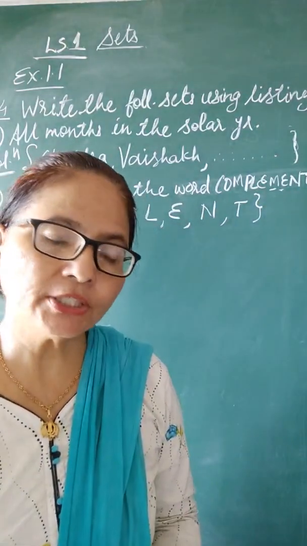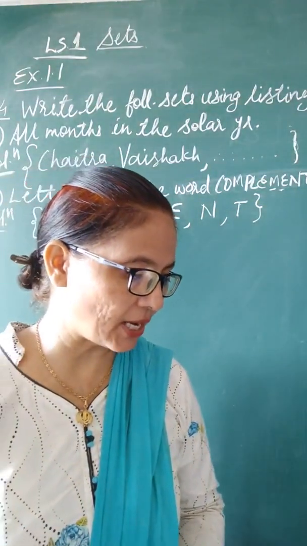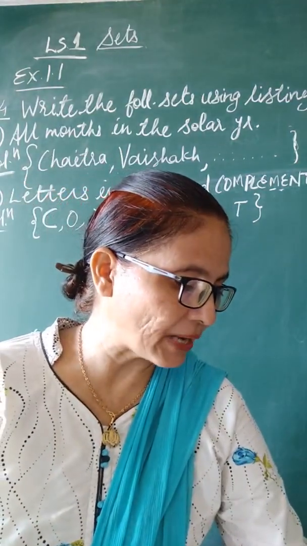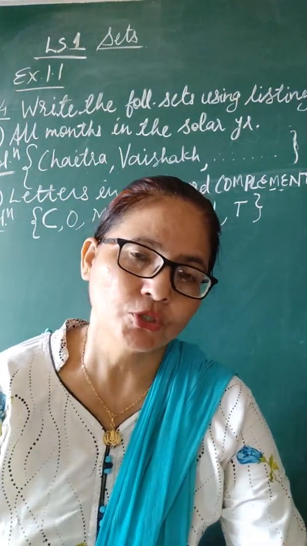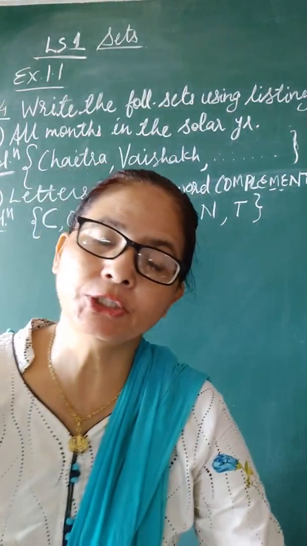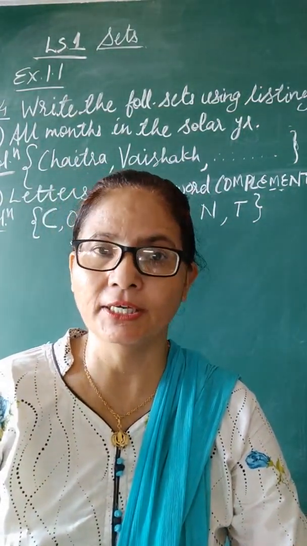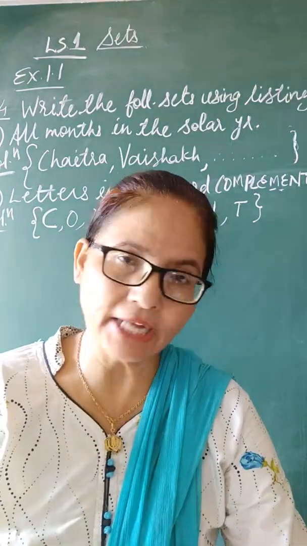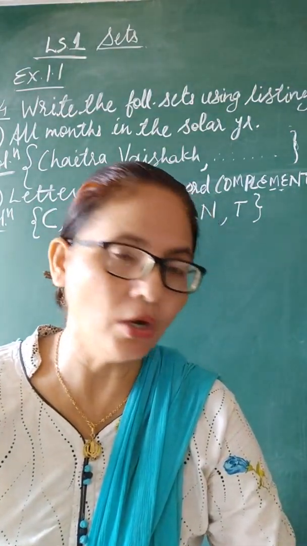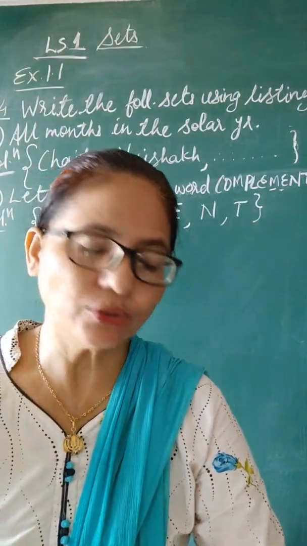Read the question carefully to see what is asked. It asks for the set of prime numbers from 1 to 20. So what are the prime numbers from 1 to 20? 2, 3, 5, 7, 11, 13, then 17, 19, as the question is up to 20. So in this way you can write question number 4.